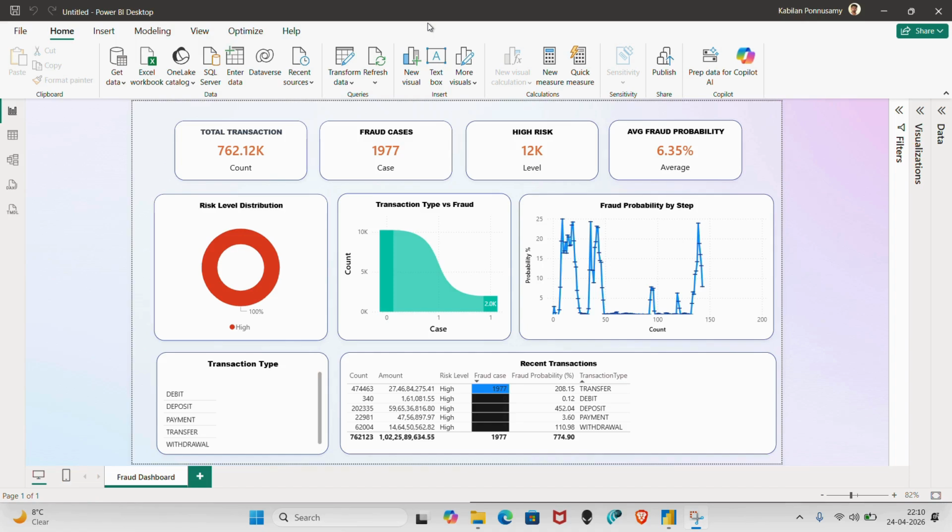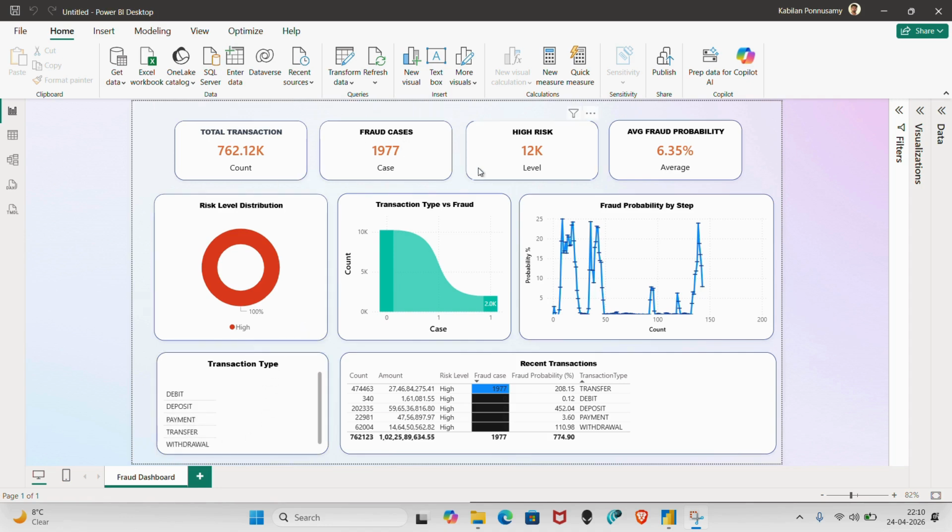Hi, my name is Kishore, and today I will be presenting the fraud analytics dashboard developed using Power BI. This dashboard analyzes the financial transactions, identifies fraud patterns, and highlights the high risk behaviors across different transaction types. I will start with the unified main dashboard, and then I will walk you through each transaction type separately: debit, deposit, payment, transfer, and withdrawal.